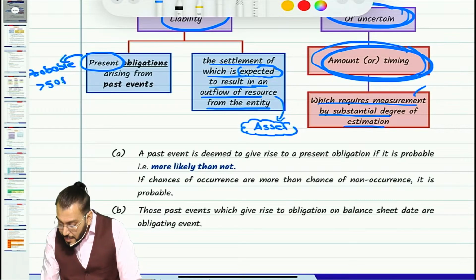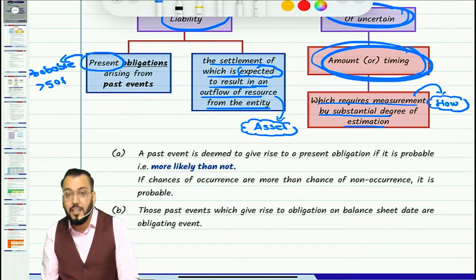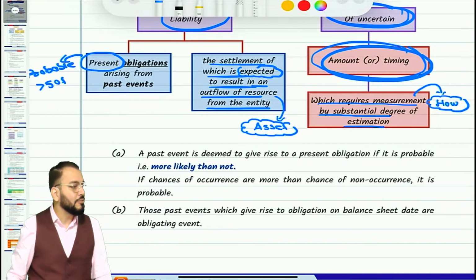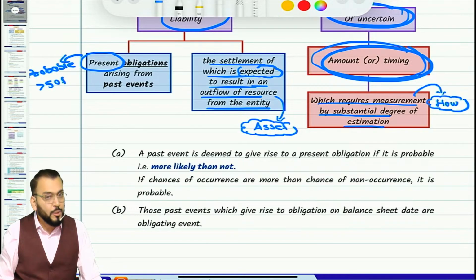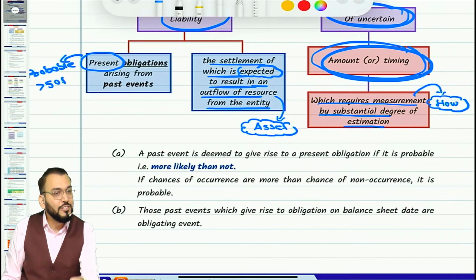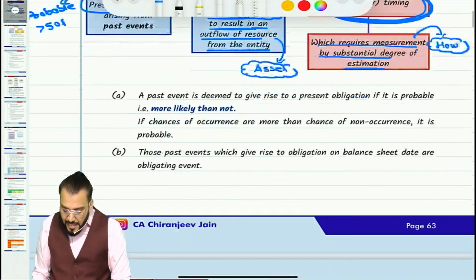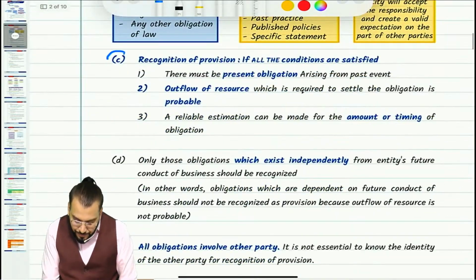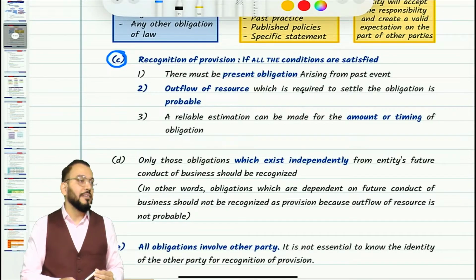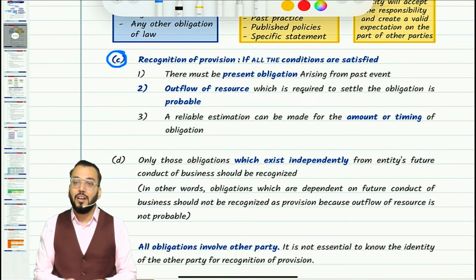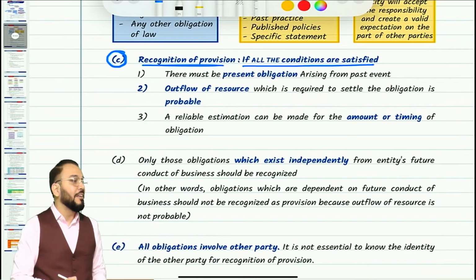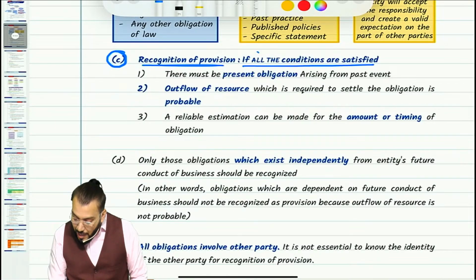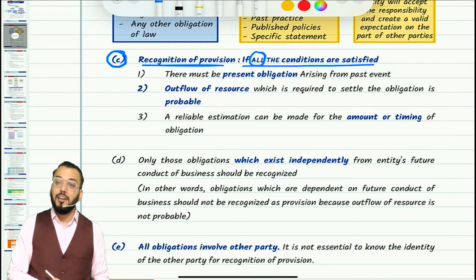How to measure is a discussion which will be done after definition. Of course, we'll discuss how to measure also. You need to understand how to measure that amount of provision. But provision requires estimation. Means if three conditions are satisfied, we should recognize provision. So recognition of provision: if all the following conditions are satisfied, all means all, all the three conditions satisfied, we need to recognize provision.